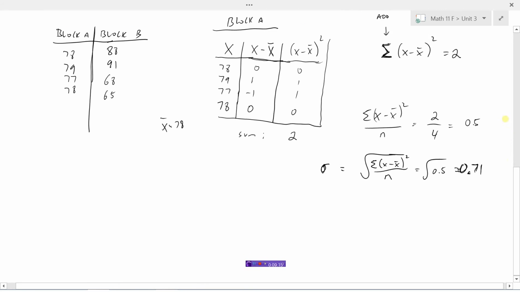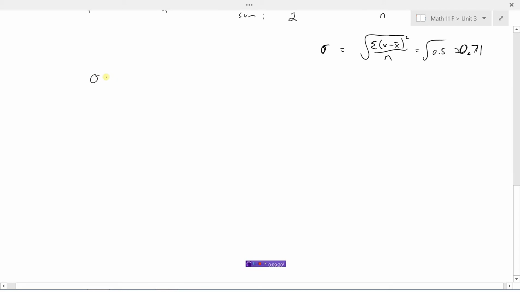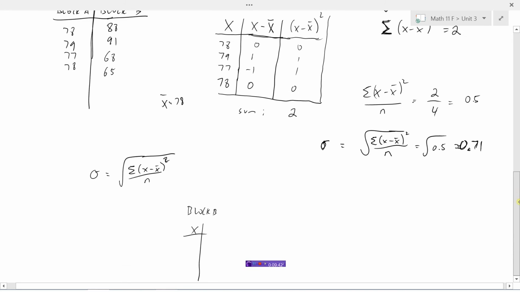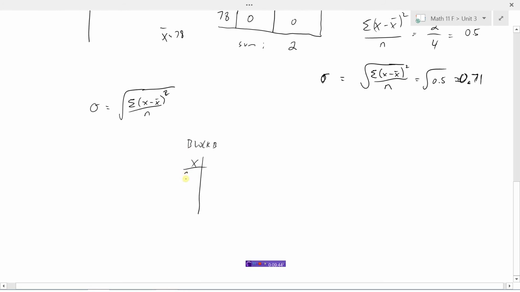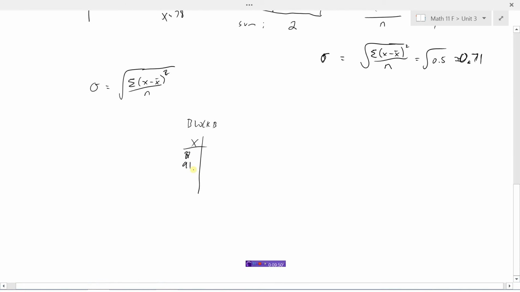So let's take a look now at class B. So this is our formula. The standard deviation is equal to the square root of all of these values added up divided by n. So I'm going to get the chart here for block B. So each of those marks again: 88, 91, 88, 91, 68 and 65.